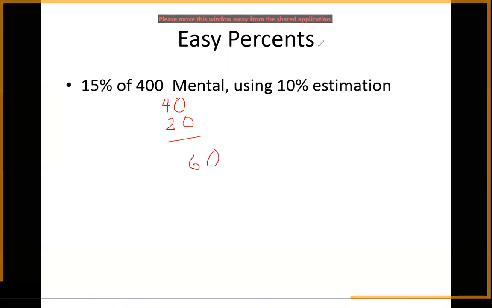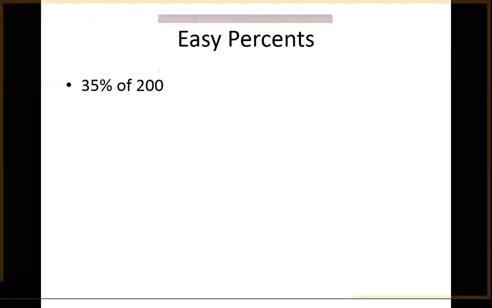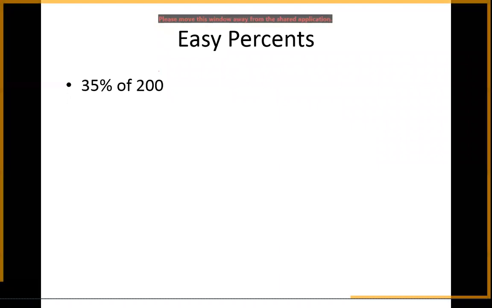These are the type of problems you can just do in your head. 35% of 200. Give you a minute to think that one through. You do that one in your head. If that's getting a little hard for you, you can always change your percent to a decimal and multiply, so it'd be 200 times 0.35.